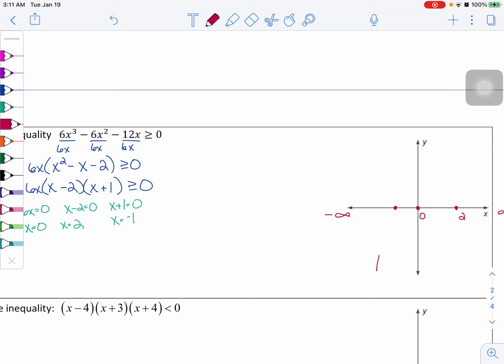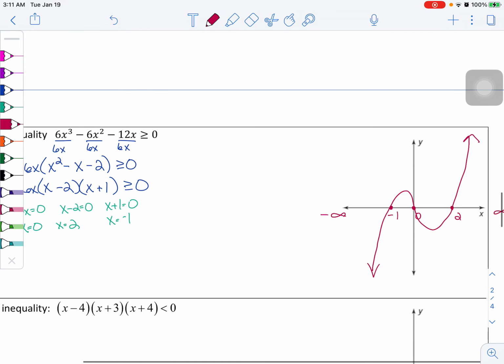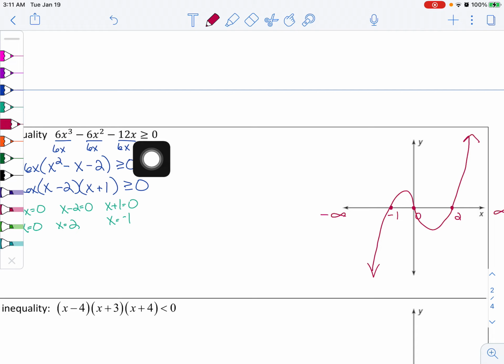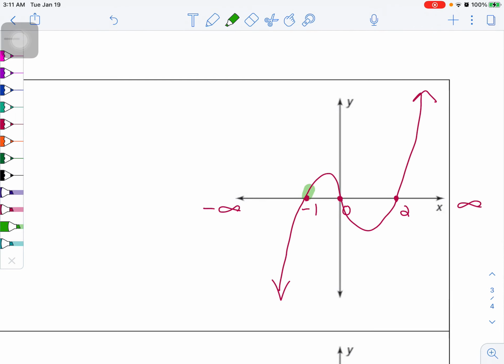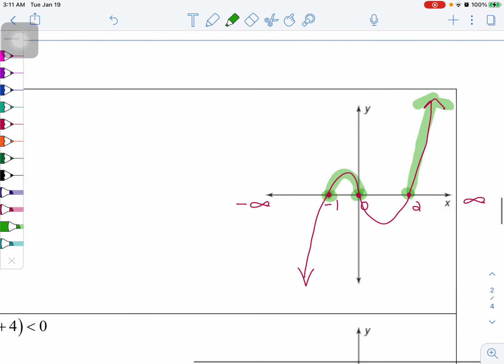Let me actually draw the graph in first, and then I'll label that. All right, here we go. And I'll put that label back in there for negative 1. All right, so we want to be all the intervals where we are greater than or equal to 0. So that's going to be above the x-axis. So it's going to be here to here, and we're equal to, so we're going to use those x-intercepts. And here again, and then going up.